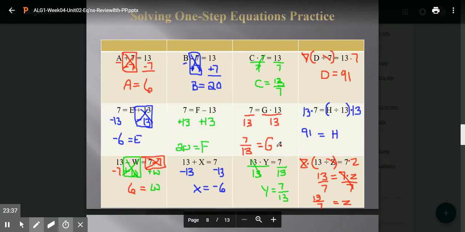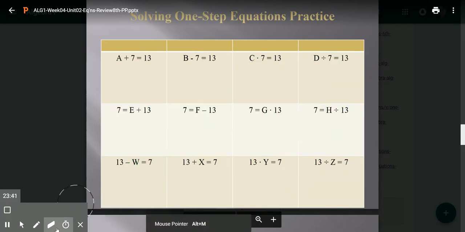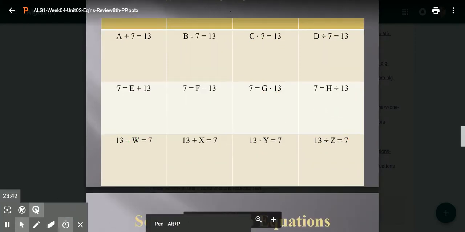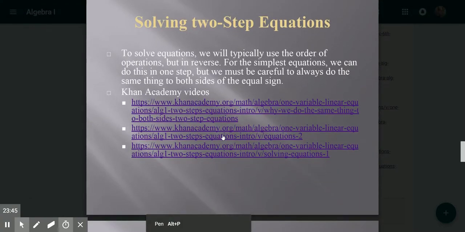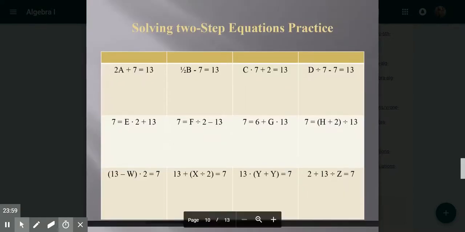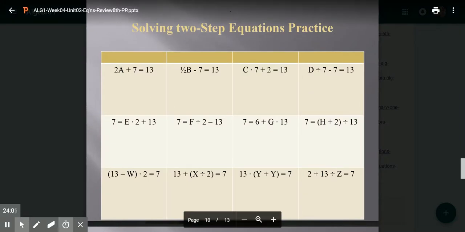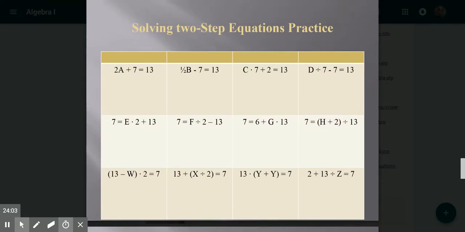All right, I'm going to pause the recording and erase the screen here. All right, and then two-step equations. To solve equations, again, order of operations in reverse. What we do to one side, we do to the other. Here's some additional videos on two-step equations on Khan Academy. And then here we have some two-step equation problems to practice.